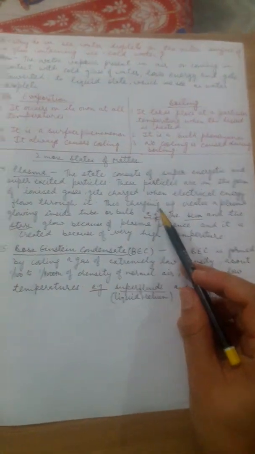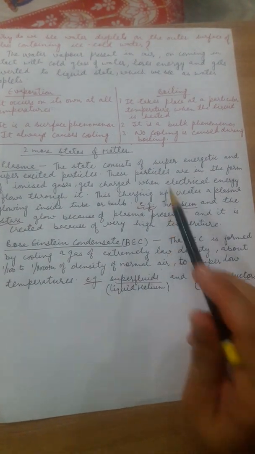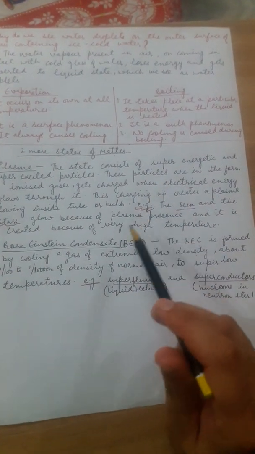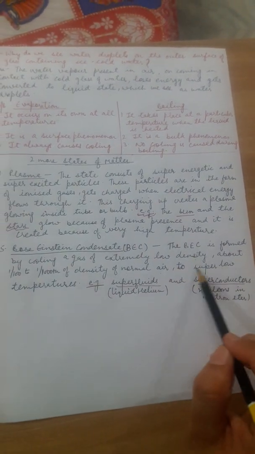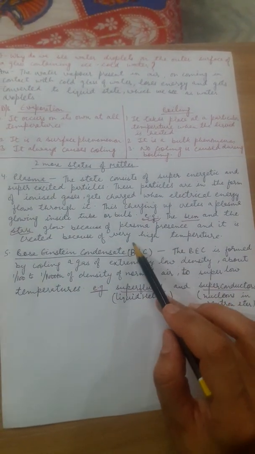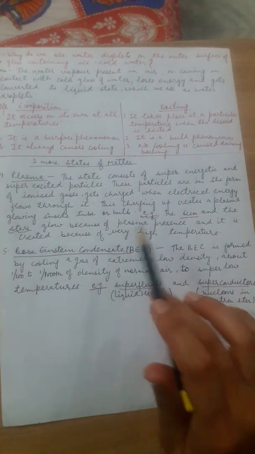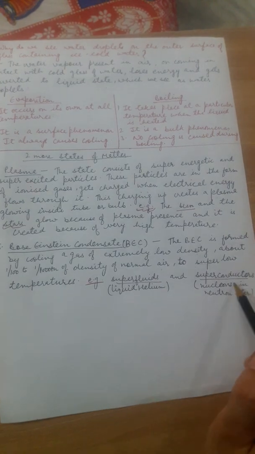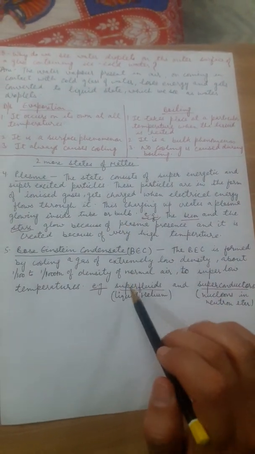Similarly, we can also differentiate between the two. In the first point, we can write the definitions. In the second, plasma occurs at a very high temperature, while BEC occurs at a very low temperature. Third, you can write the examples: the sun and stars glow because of the presence of plasma; superfluids and superconductors for BEC. We can also write three differences between the two.